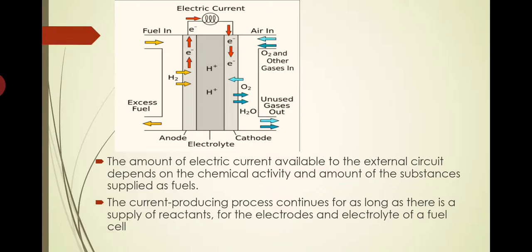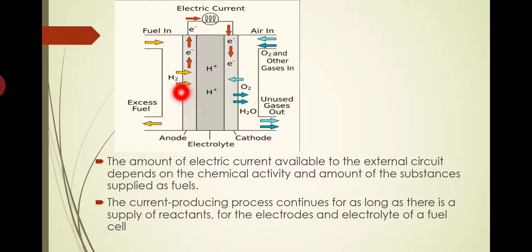The amount of electric current available to the external circuit depends on the chemical activity and the amount of the substances supplied as the fuel. So how much electricity we can produce here depends on the amount of the substance supplied as the fuel, how much fuel we are supplying here, as well as on the chemical reaction.